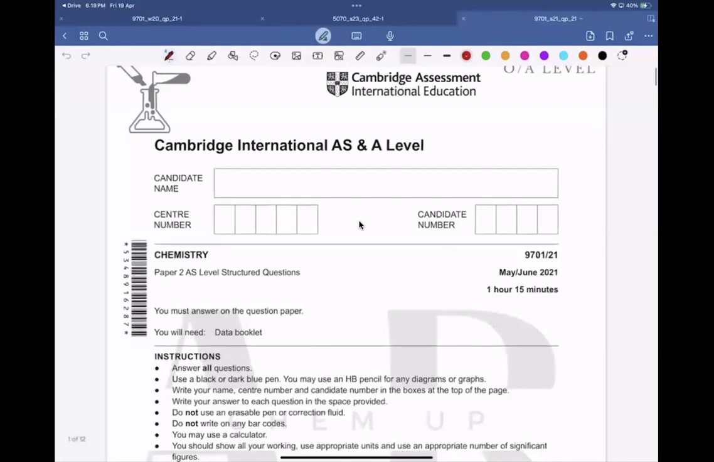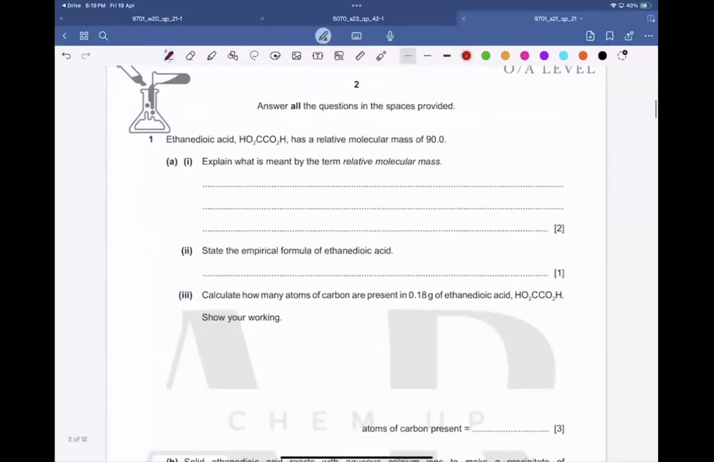Today we are going to start May June 21 to 1. Okay, so let's start from organic. Ethane dioic acid, and here you got the formula. Dioic acid means there are two carboxylic acid groups, molecular mass of 90.